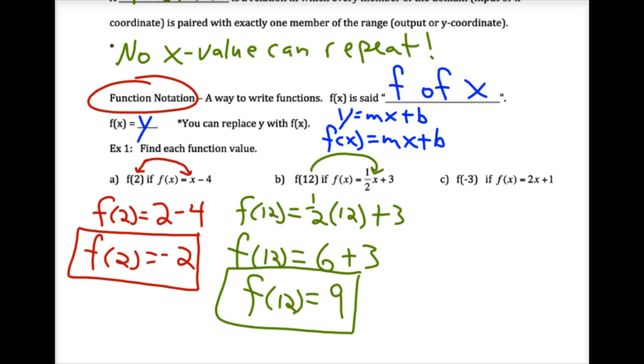Say it left to right. Find f of negative 3 if f of x equals 2x plus 1. Right. You just said the problem. We are going to put negative 3 in there. Everybody take negative 3 and plug it in for x. And then do the math. Go.